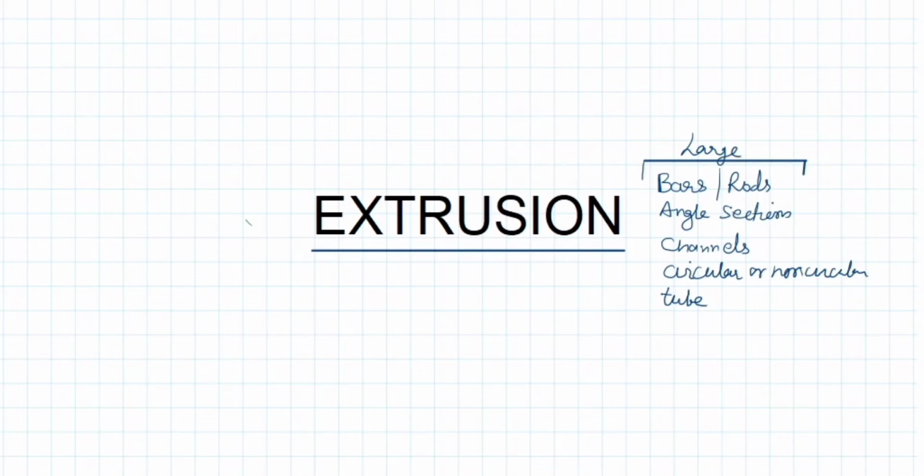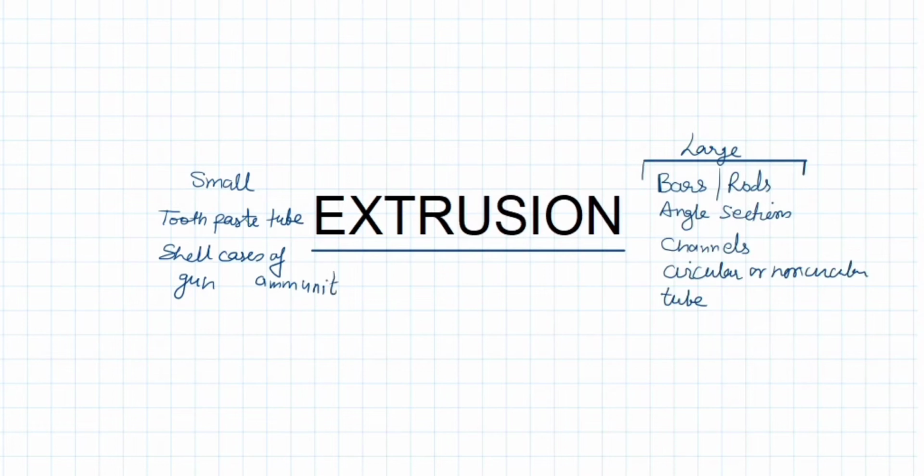And this process can also be used to produce small size products, just like the toothpaste tubes, the shell cases of the gun ammunition. So this process can equally be used to produce large size products such as the bars, angle sections, channels, tubes, and small size objects just like the toothpaste tubes and the shell cases of the ammunition.